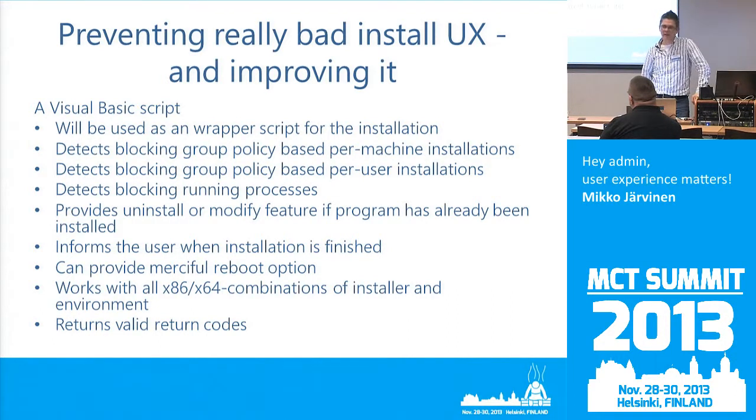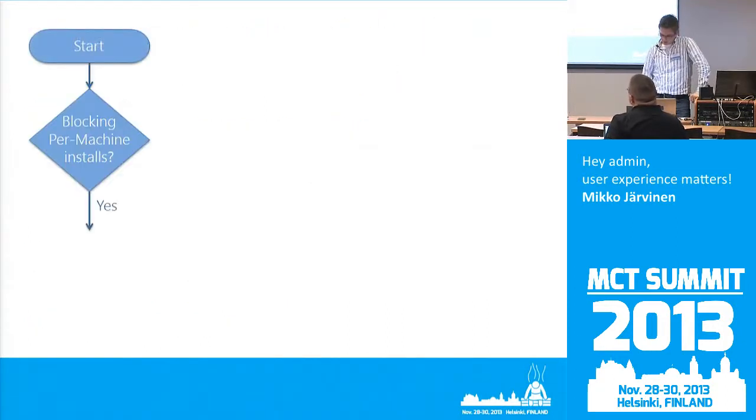And one important thing is that we get valid return codes. If the installation fails, we report that code back to the config manager so that we can see what actually happened. If we always return 0, then we have no idea if there were some problems with the installation, because the script returns 0 if we don't return any other code. And this is a flowchart.